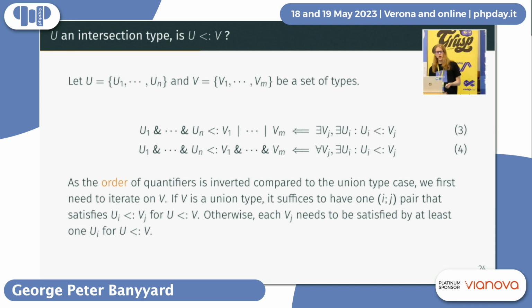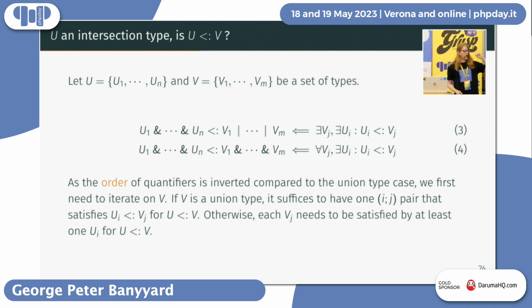The other case is where we have U1 up to UN being an intersection, being a subtype of the list of types V1 up to VM. We need that for every single VJ, there exists at least one UI such that UI is a subtype of VJ. What this basically means is that if I have a list of intersections, I can add intersections. This is basically what it means.